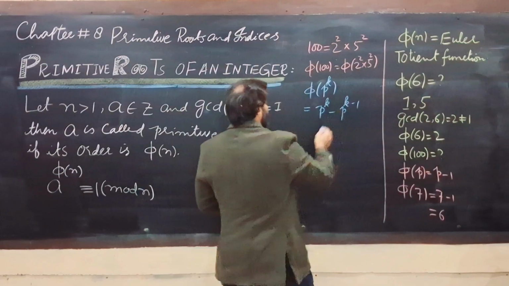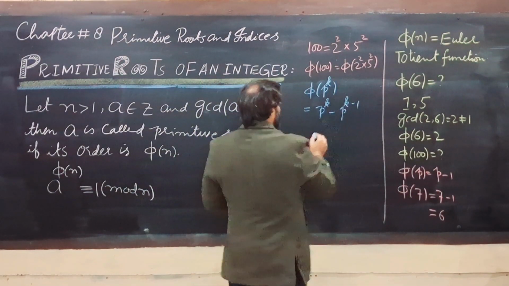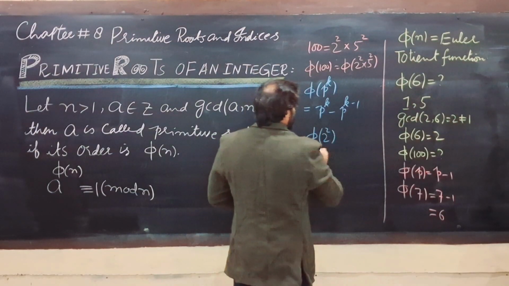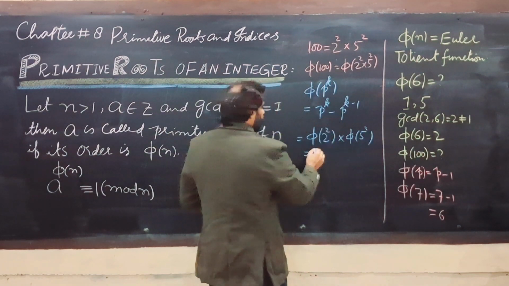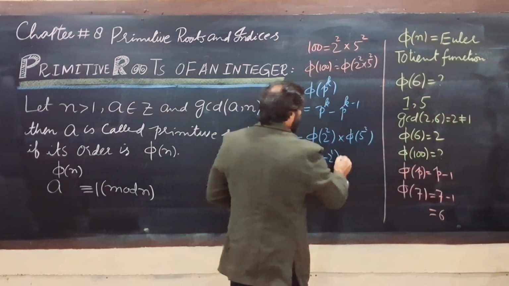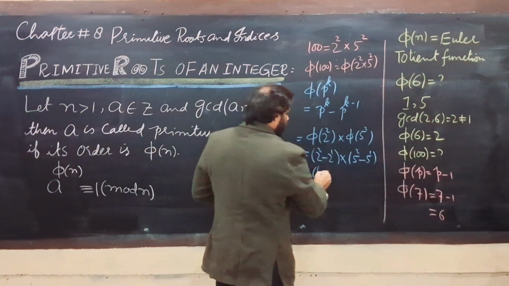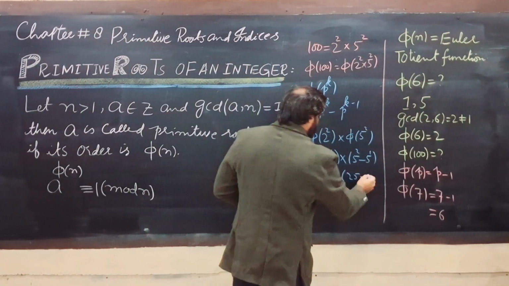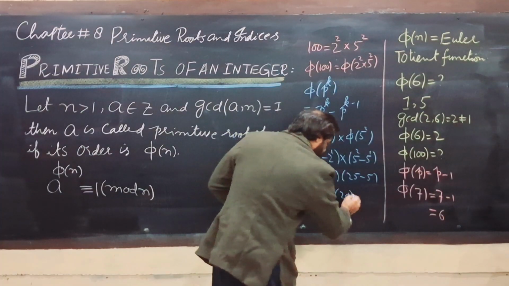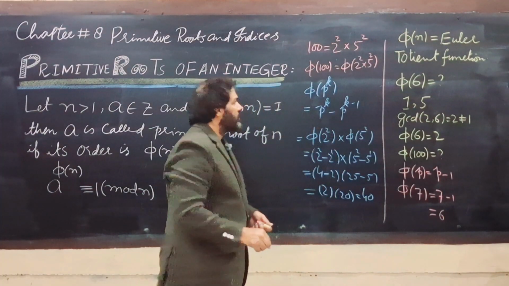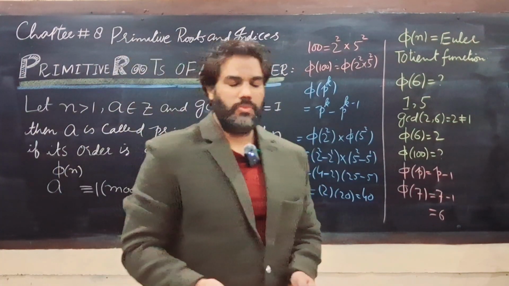So applying this formula on phi, and phi is also a multiplicative function. Multiplicative function means you can separate this product, phi of 2 square times phi of 5 square. Now applying this formula, it becomes 2 square minus 2 raised to power 1, times 5 square minus 5 raised to power 1. This gives 4 minus 2, times 25 minus 5. So this is equal to 2 times 20, which is 40. So phi of 100 shows there are 40 positive integers which are relatively prime to 100.